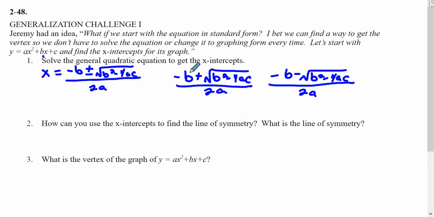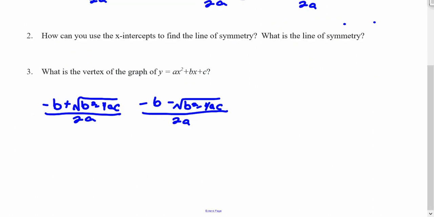So now, again, this is generalizing this. If I have my two x-intercepts, how can you use your x-intercepts to find that line of symmetry? Which again, remember, your line of symmetry is what goes through the vertex. It's the x value of your vertex. So how do I find my line of symmetry if I have these two x-intercepts? We average them. So take a moment and average these two fractions. Okay, I just moved them down here because I didn't have enough space.